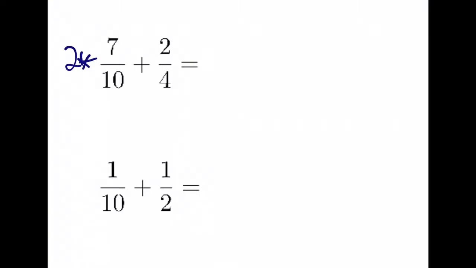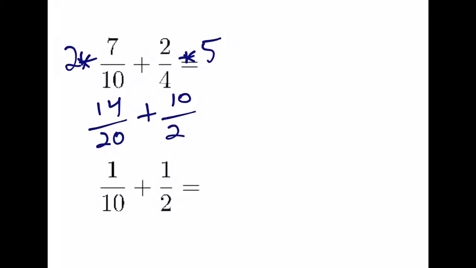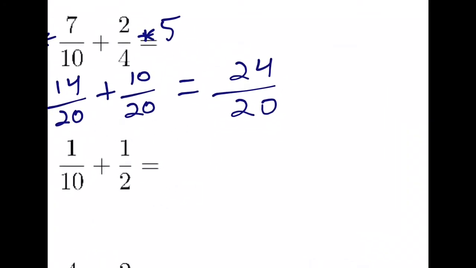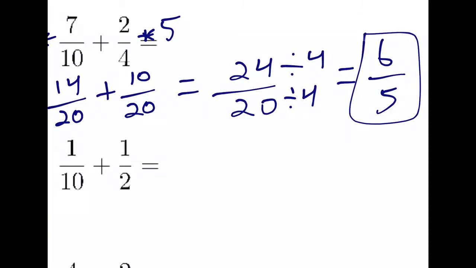If I double this first fraction and multiply the second fraction by 5, here's my new fractions. 14 over 20 plus 10 over 20. And this gives me 24 over 20. You may notice that these are both even numbers, so I could divide by 2. You may also notice that they both have factors 4, so I could start from there. And this would give me 6 over 5. That's in the lowest form.